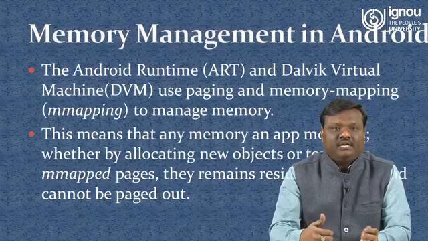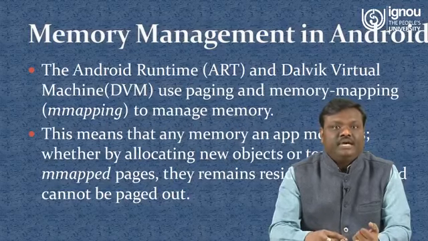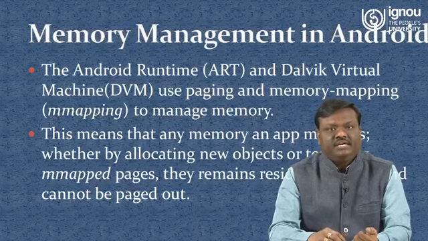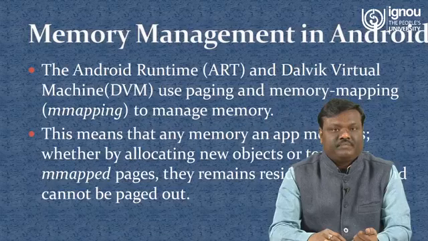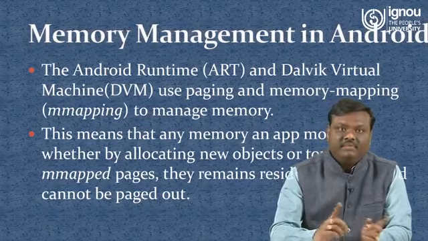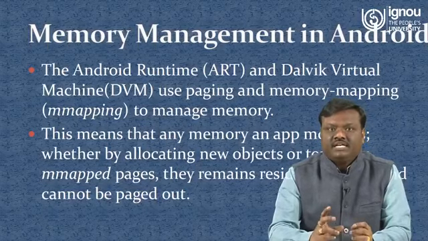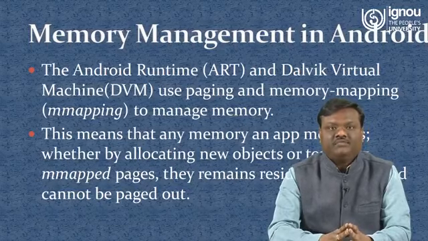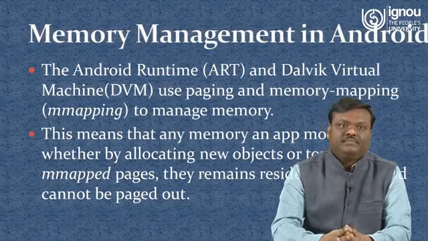The Android runtime, that is called the ART and DVM, use paging and memory mapping to manage the memory. Here you can see there is a wide variety of schemes that we had studied in the first block of MCS 203, like paging, segmentation, demand paging, paged segmentation, segmented paging. But Android follows a typical kind of thing called the paging scheme.